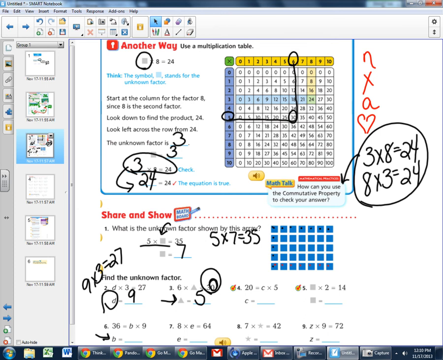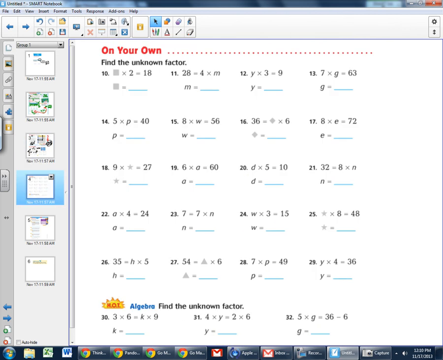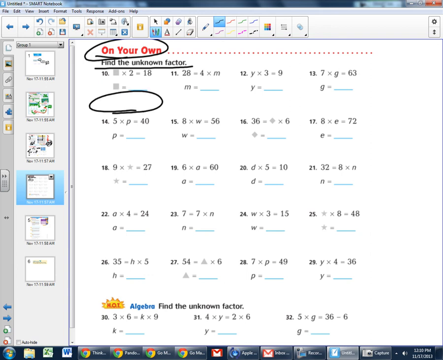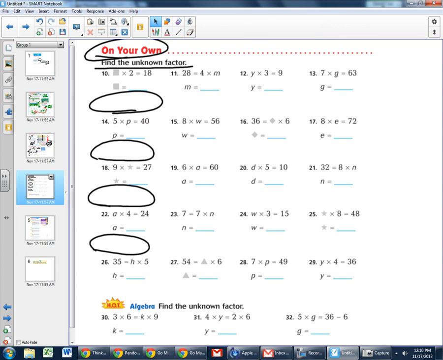You're going to complete this page, move on to the next page, which is totally on your own to find the unknown factor. So a couple of practice problems. Make sure that you can prove it, and you have all of the space underneath here to show your work. Show your work, show your work, show your work. Make sure that you can prove it. Use your number chart if you need to. Draw arrays. You have to be able to prove it.